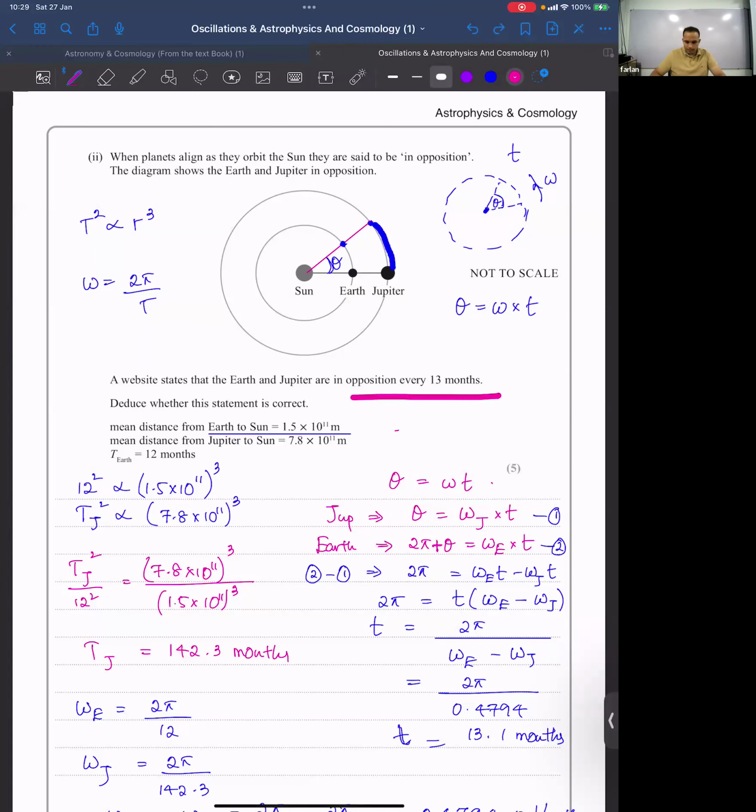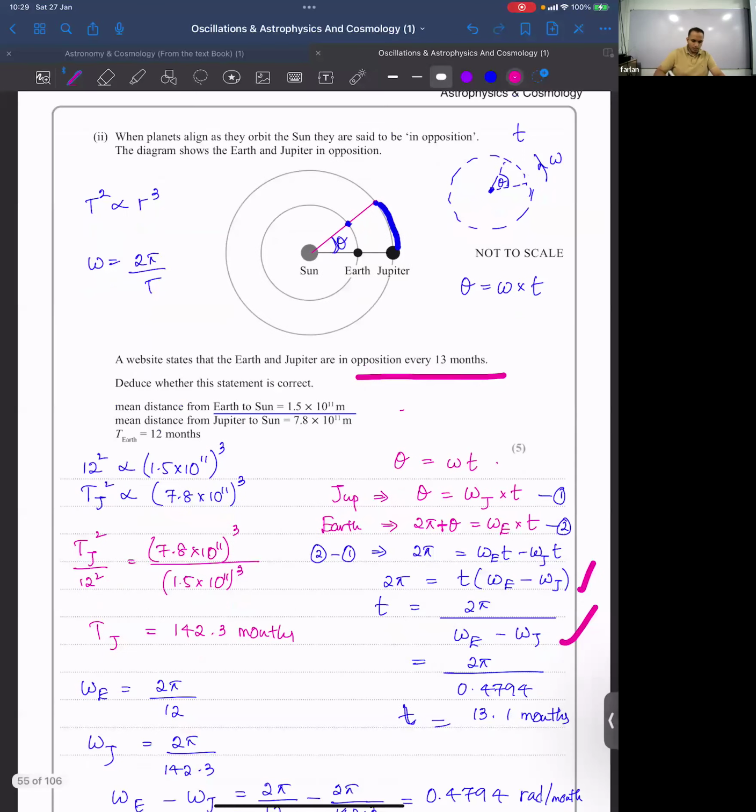So I subtracted the first equation from the second equation. The theta and theta will cancel off. So 2 pi equals omega e t minus omega j t. t is a common factor, so I took it out. t times omega e minus omega j. So t equals 2 pi divided by omega e minus omega j.